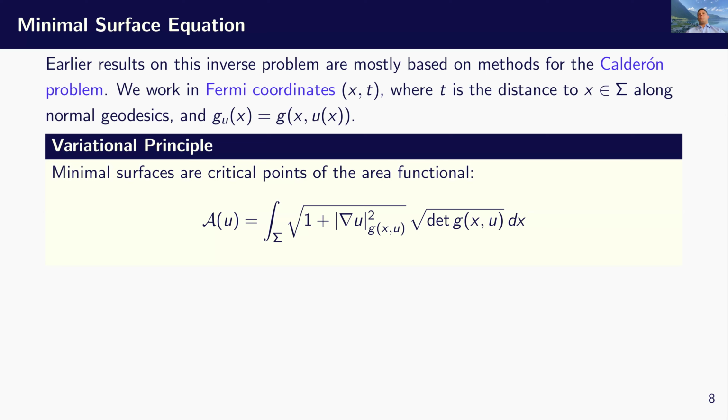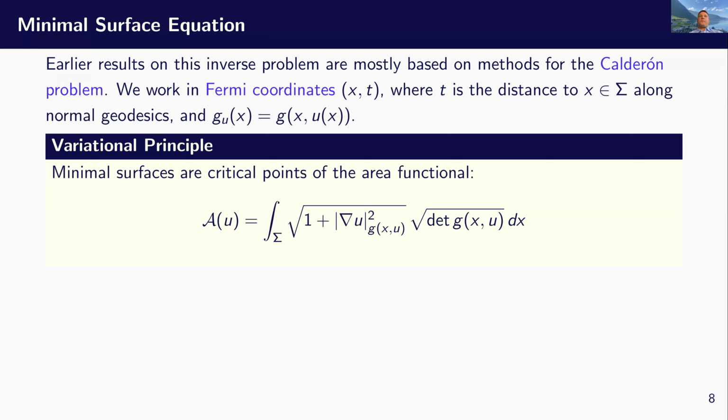I will work in Fermi coordinates x and t. So I will have a surface, sigma. Here sigma can be minimal or not, but it's a surface. I have a point there, and these Fermi coordinates x and t shoot geodesics from this x, and t is the distance to x. So x lives in n-dimensional space, so this (x,t) is in n+1 dimensions. I will also abbreviate g_u(x) as g_x(u,x).